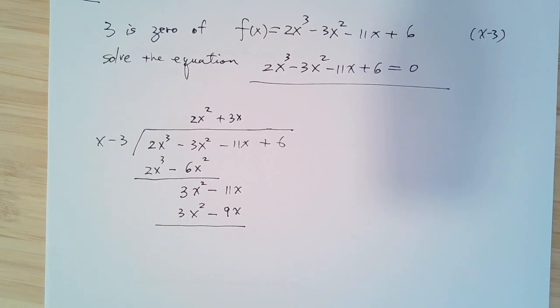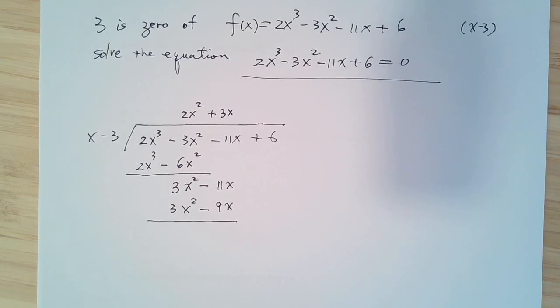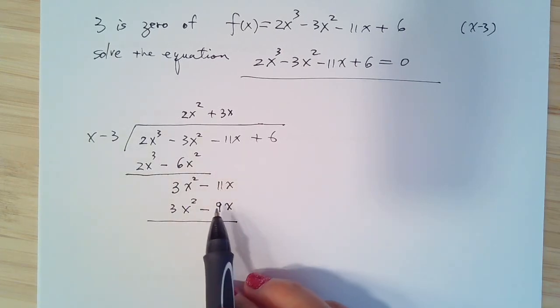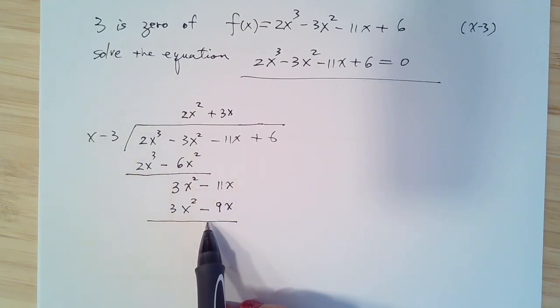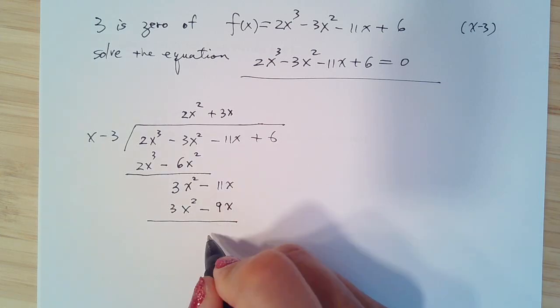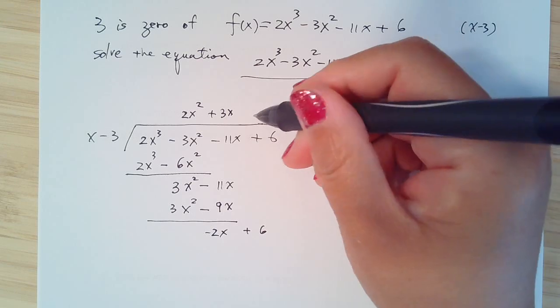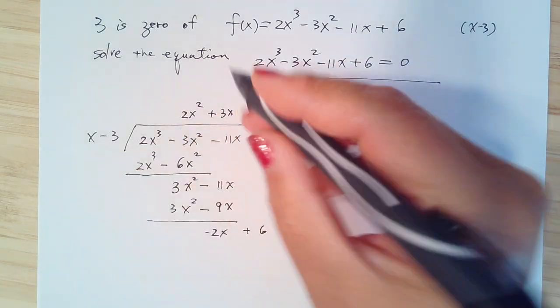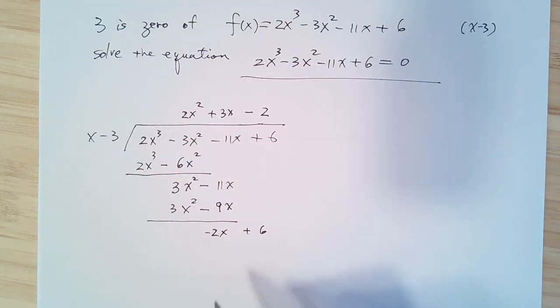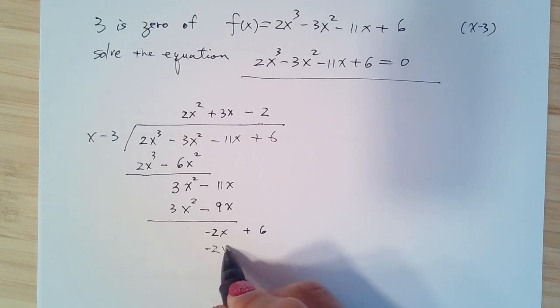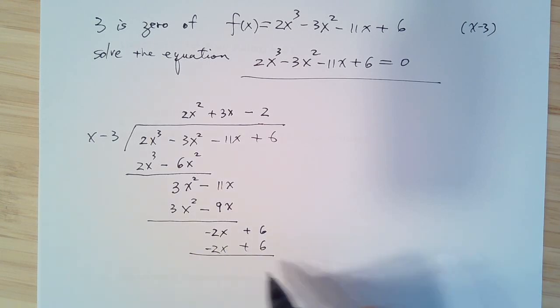All right, now the square term gets canceled when you subtract, and then negative 11 minus negative 9 means plus 9. So I get a negative 2x, and then drop down this. So I'm looking for something multiplied by x to get that. I get a negative 2. So negative 2x plus 6. When I subtract, I get a 0.